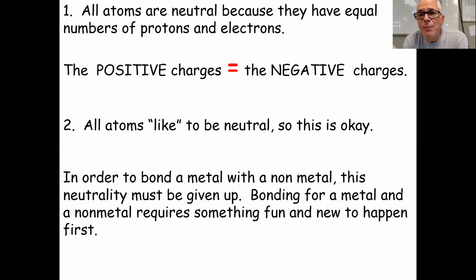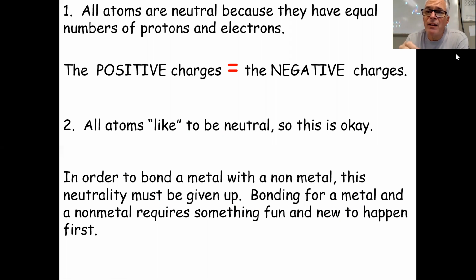So all atoms are neutral. You knew that already for a couple of weeks. Atoms are neutral because they have an equal number of protons and electrons. That's the atomic number. The positive charges equal the negative charges. They like to be neutral. The protons are in the nucleus, the electrons are flying around outside, and the neutrons are in the nucleus, but the neutrons have no charge.